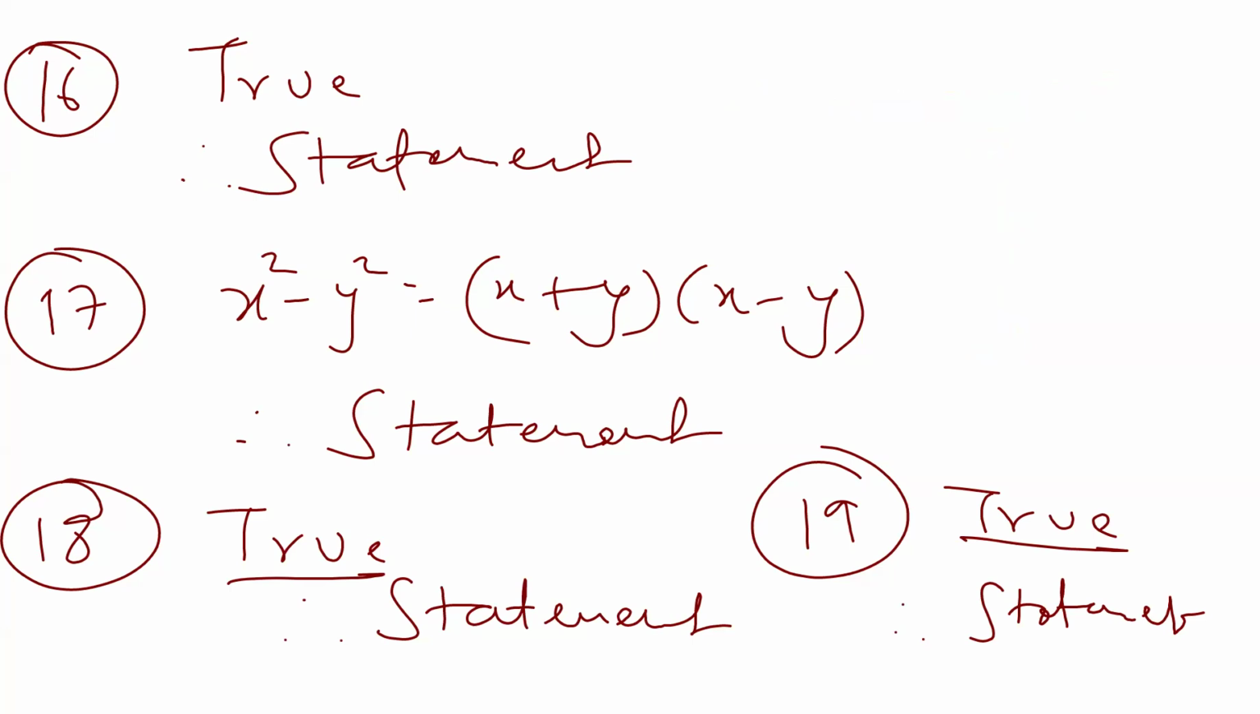Question number 20. The number of arrangements of 7 girls in a row for a photograph is 7 factorial. Now, this is related to permutation combination from last year. 7 objects, the arrangements will be 7 factorial. True. Therefore, it's a statement.